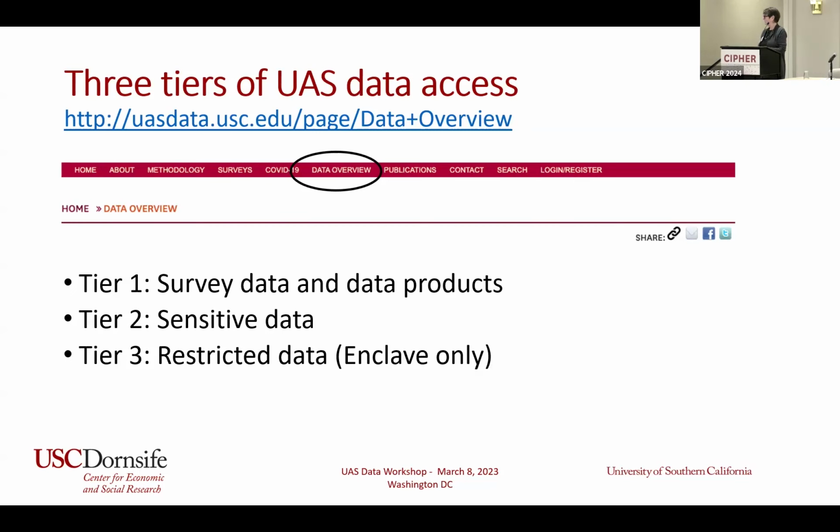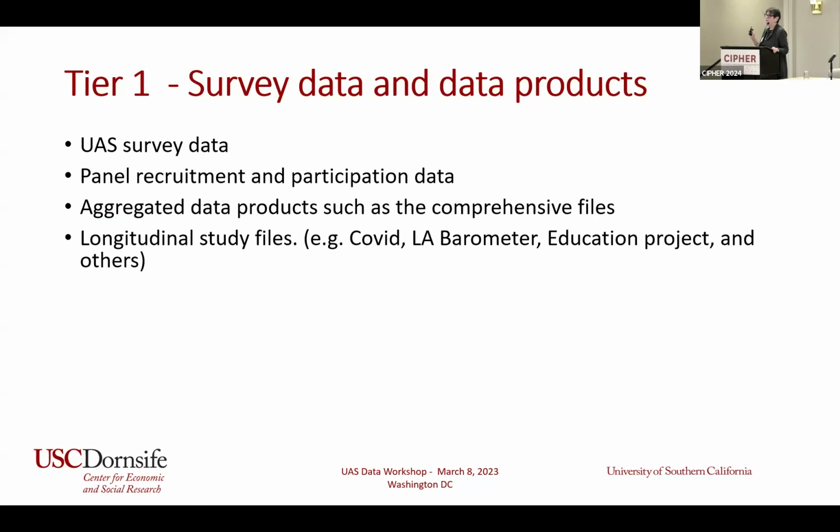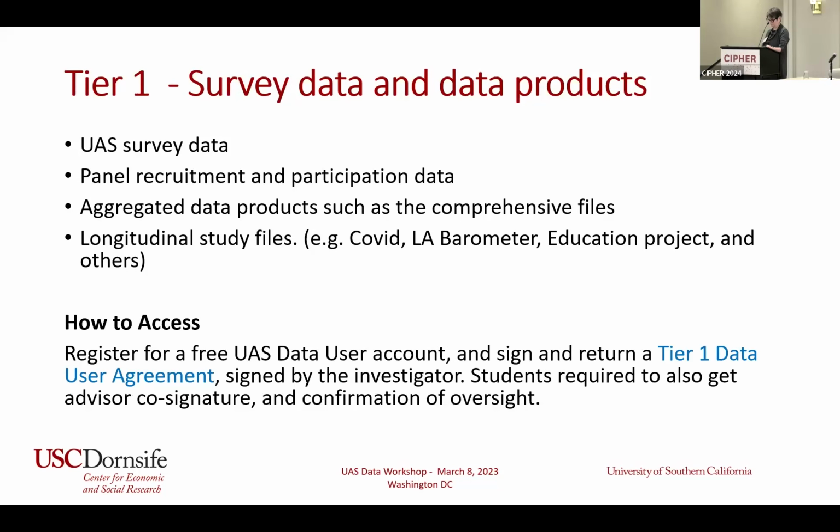All right, so I'll go through these one by one and just talk about what's in them a little bit. I think Ari already started to do this some. Basically, the first level codes from our yearly labor and occupation survey are included in the survey data files, but the more granular level are included in tier 2. But the rest of the data that we have, the survey data, panel recruitment and participation data, all of our data products and all of that, that's all tier 1. That just requires a data use agreement that's signed by the researcher.